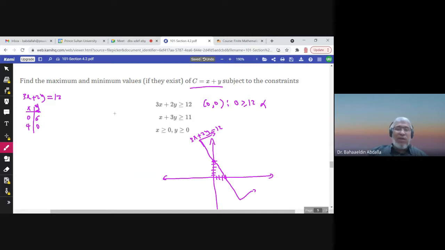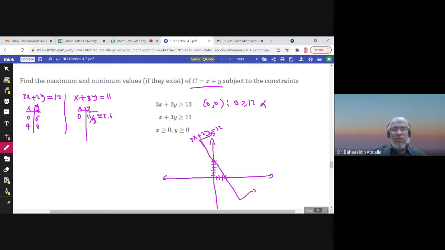Okay, x is greater than 0, y is greater than 0, so we are in the first quadrant. And x plus 3y equals 11. This is the second line we need to graph. If x is 0, y is 11 over 3, or 3.6 approximately.